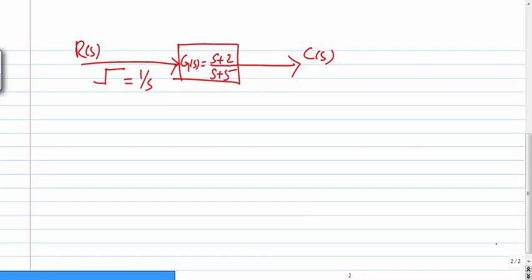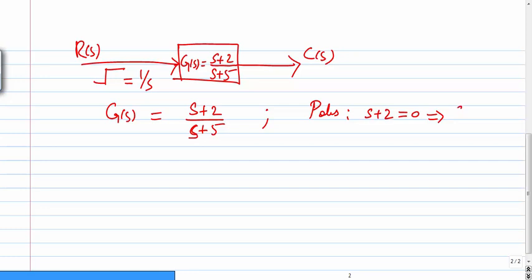Now when we have to look at the response, if I write the transfer function here, s plus 2 divided by s plus 5. First thing, how many poles do we have? So we have only 1 zero and 1 pole. What is the location of the pole? So first of all, for poles we have to put the denominator equal to 0. From here we calculate the location of the pole.